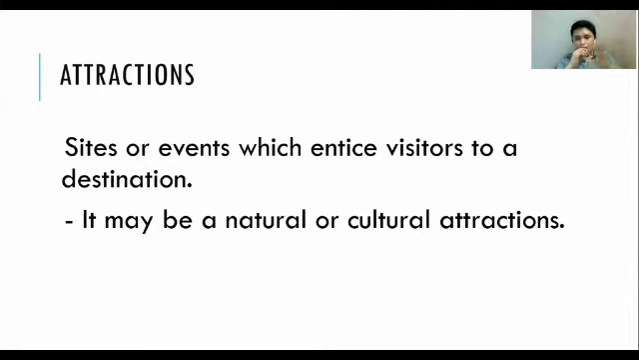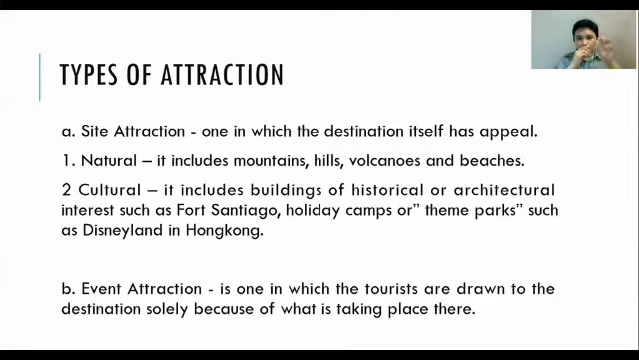So there are two types of attraction. Site attraction is one in which the destination itself has appeal. It can be natural or cultural. Natural means topographies, like mountains, hills, volcanoes, beaches, and other topographies, considered natural site attractions. A cultural site attraction can be man-made, maybe a building, historical, or architectural. Example, Fort Santiago is considered historical.